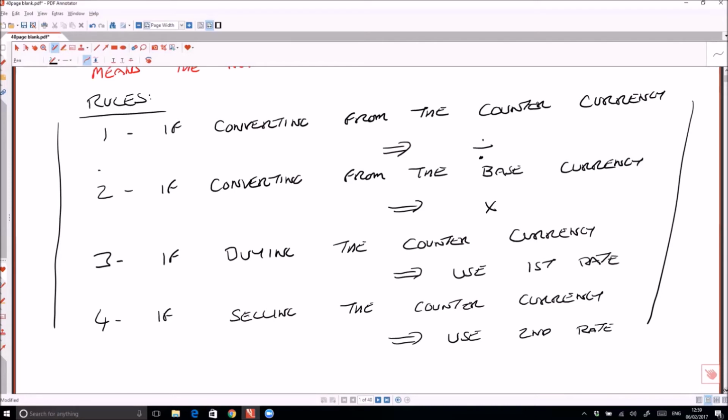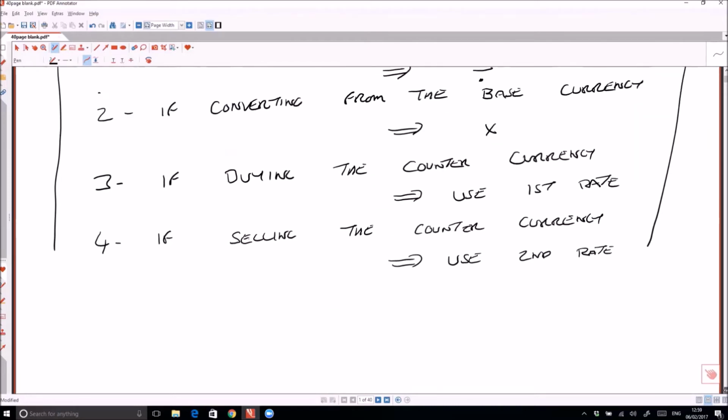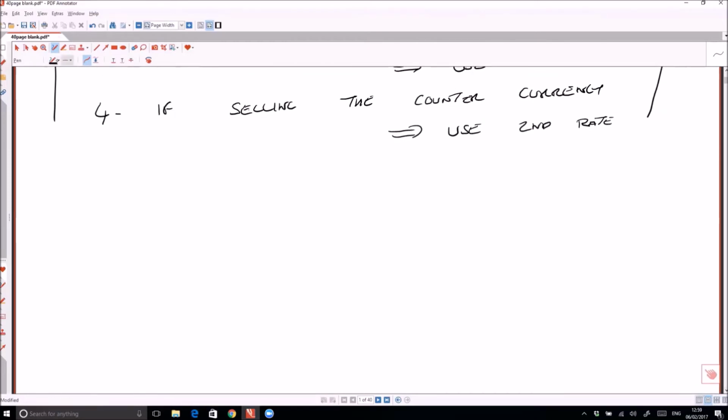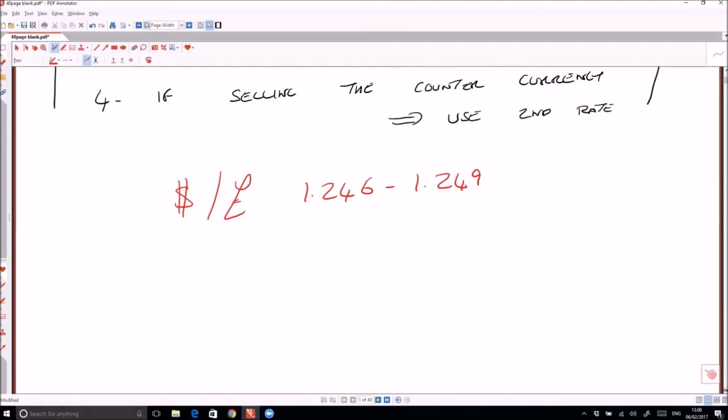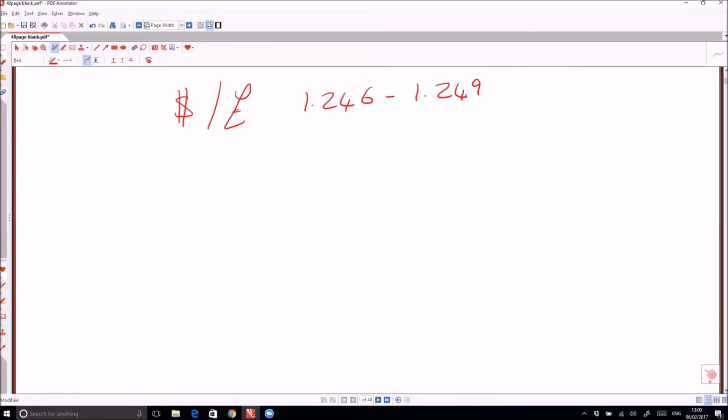And so let's first of all bring forward that currency relationship we had. And what did I say previously? I think we had the dollar to the pound, with the dollar as the counter currency and the pound as the base currency, 1.246 to 1.249. And let's now use that. Let's have a couple of little examples. And so example number 1.